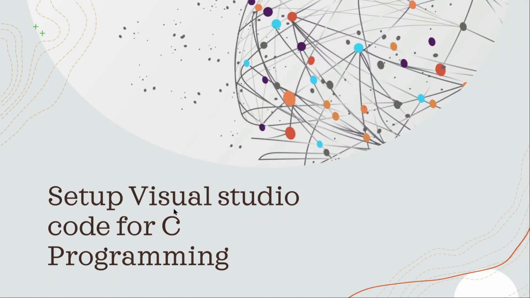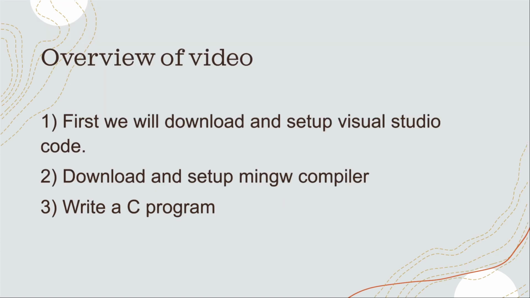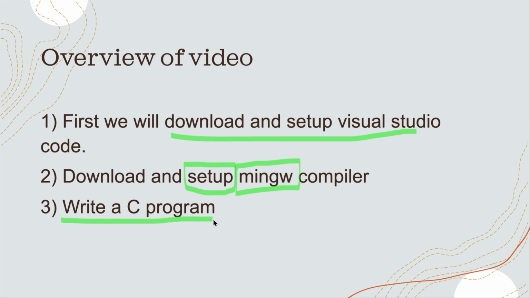Hello friends, in this video we will see how to set up Visual Studio Code to write the C program. So first we'll download and install the Visual Studio Code. Then we'll add some extensions related to C programs to run the C programs. Then we'll download and install the Mingw compiler, C compiler, GCC compiler, and set up the path variable in environment variables. Then we'll write a C program.